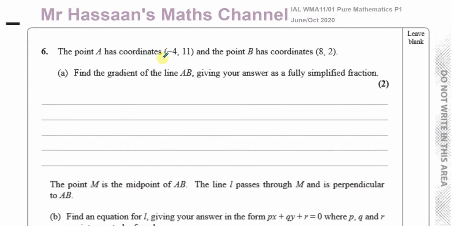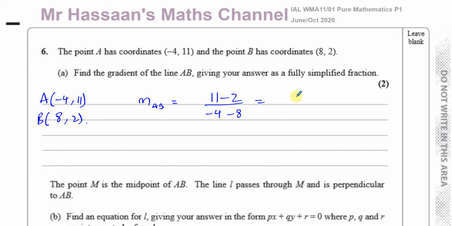So the point A has coordinates (-4, 11) and the point B has coordinates (8, 2), and we want to find the gradient of the line AB. Well, you'd have to take away the y coordinates from each other, so you're going to have 11 minus 2 and divide that by the difference between the x coordinates, which is -4 minus 8. Okay, that's like the rise over the run.